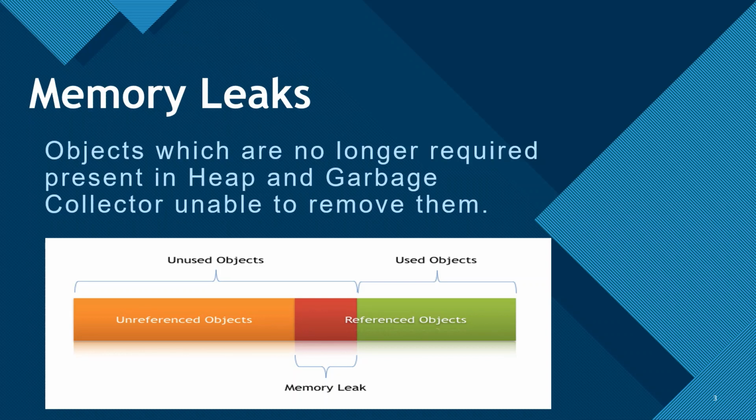In this image you can see we have two types of objects present in the heap, unreferenced objects and referenced objects. The objects which are referenced but unused, that means there is some reference present for those objects but they are not actually getting used anywhere, so they stay in the heap stale. Those are the main reason for memory leaks. You can see this red highlighted area, that is where the memory leak actually occurs.